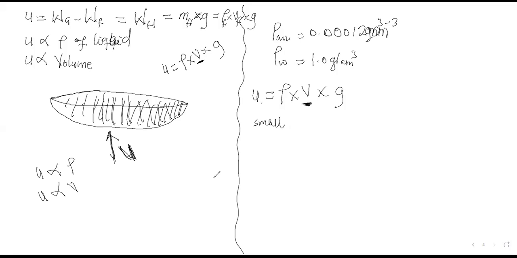So if you are asked to explain why ships float, but stones sink in water, it has to do with the volume within, which creates the upthrust. Is that clear? Yes, sir. Okay.